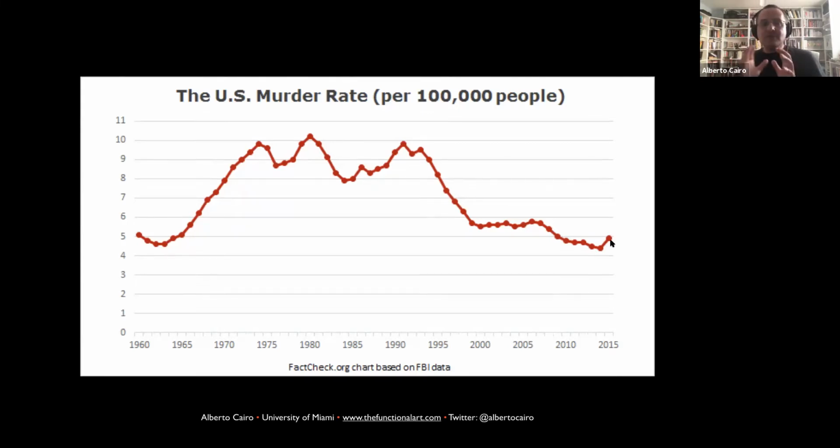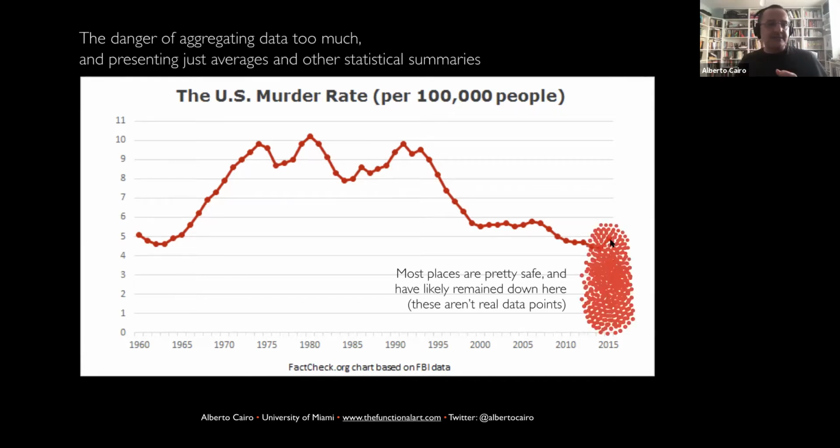If you don't know what lies behind this data, it is very easy to say the United States is becoming a more dangerous country. And that is not true. That is what the graphic conveys if you don't know more about the data or if you don't disclose certain peculiarities about it. The peculiarity is that if we could plot every single town and city in the United States, most places would be around the national average, or most of them below it. Because in general, the United States is a pretty safe place. Most places are pretty safe. There are barely any murders.